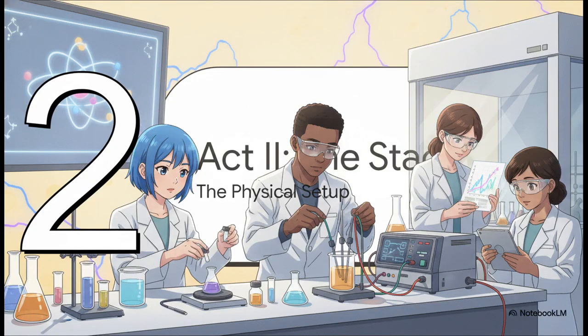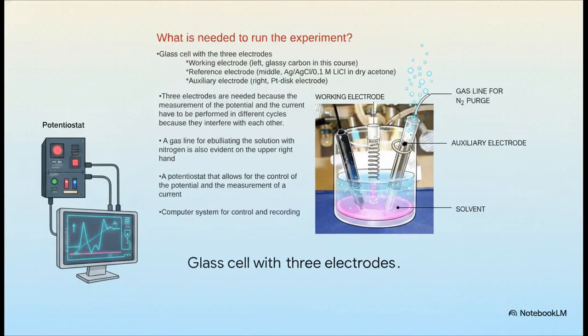Moving right along to Act 2, the stage. Welcome to the theater. This is the real-world glass electrochemical cell where the magic actually happens. Just imagine setting this up in the lab. You've got 3 distinct electrodes suspended right there in the solvent. There's a working electrode, which in this specific case is made of glassy carbon. Then you have your reference electrode, which here is silver/silver chloride sitting in dry acetone. And finally, an auxiliary or counter electrode made of a platinum disc.